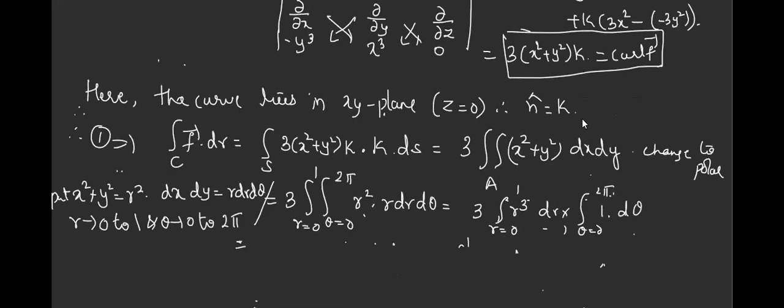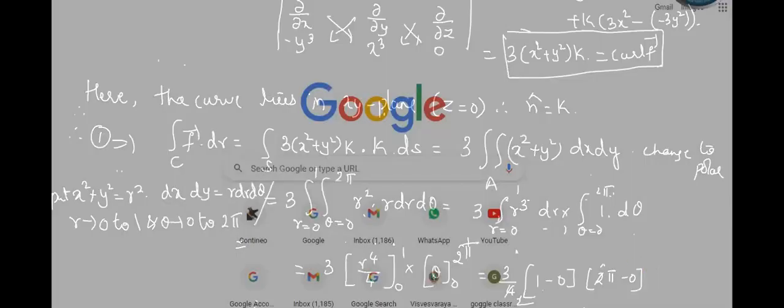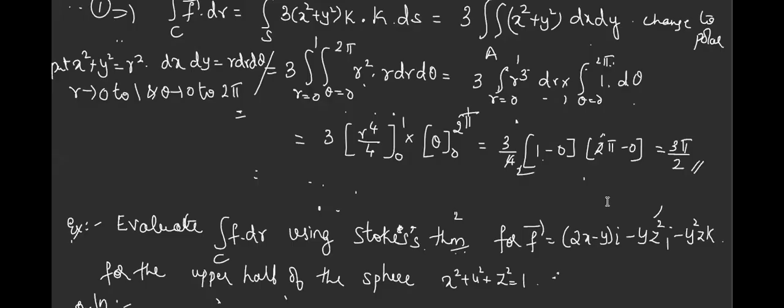Now integrate it. So this is going to be 3 into the integration of d theta, which is 2 pi, and r raised to 4 by 4, between 0 to 1, and theta between 0 to 2 pi. If you substitute, it is 3 by 4, r raised to 4, 1 raised to 4 minus 0 raised to 4, and 2 pi minus 0. The 2s cancel, so the answer for that example is 3 pi by 2.